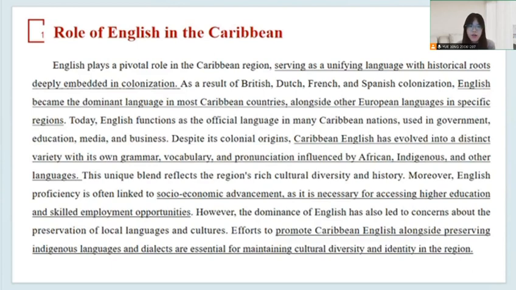Despite its colonial origins, Caribbean English has evolved into a distinct variety with its own grammar, vocabulary, and pronunciation influenced by African, indigenous, and other languages. However, the dominance of English has also led to concerns about the preservation of local languages and cultures. Efforts to promote Caribbean English alongside preserving indigenous languages and dialects are essential for maintaining cultural diversity and identity in the region.